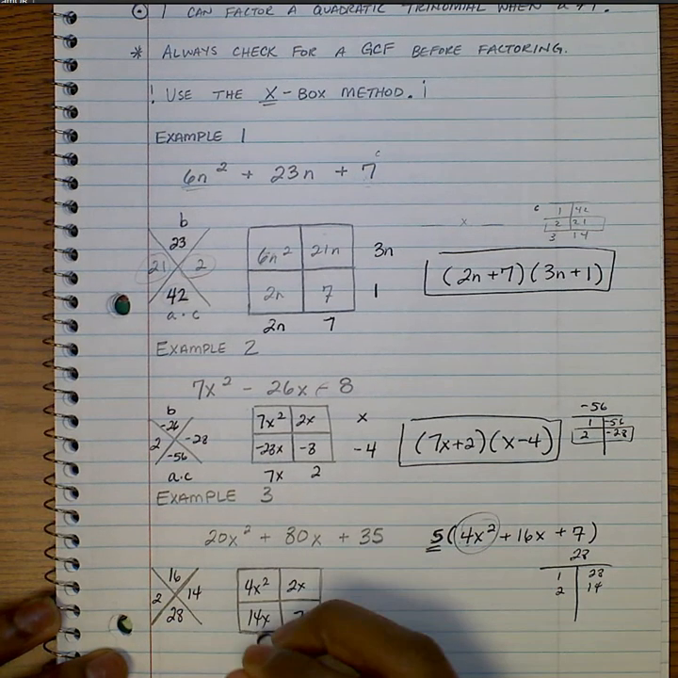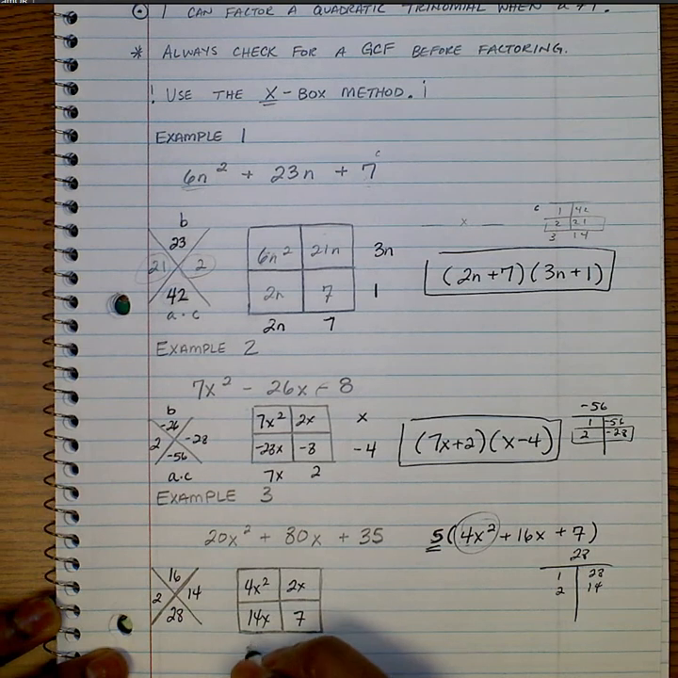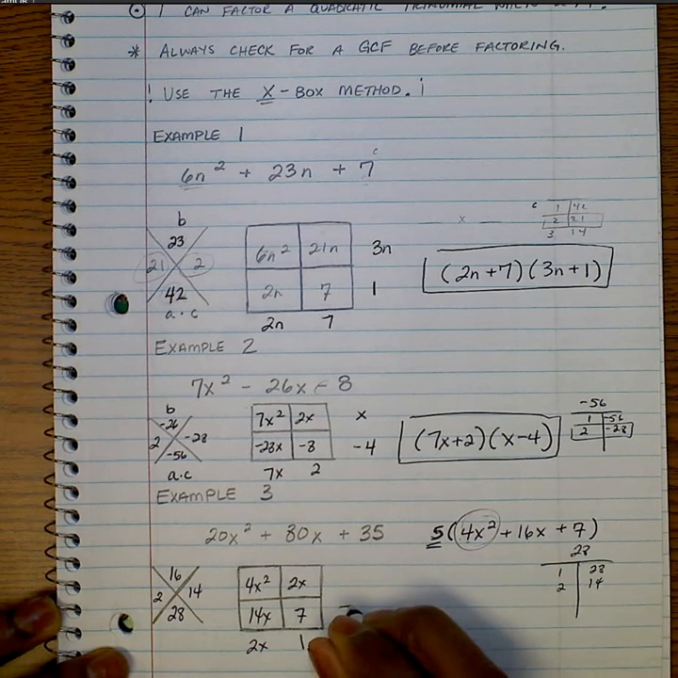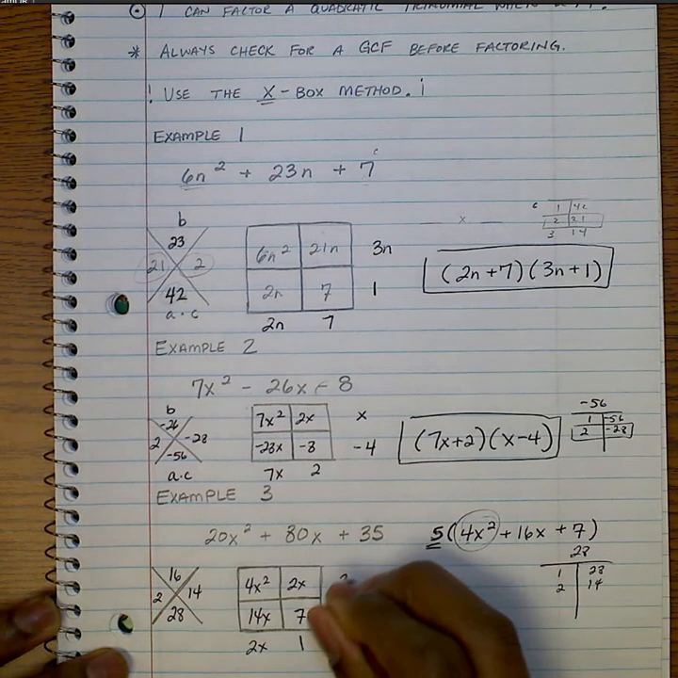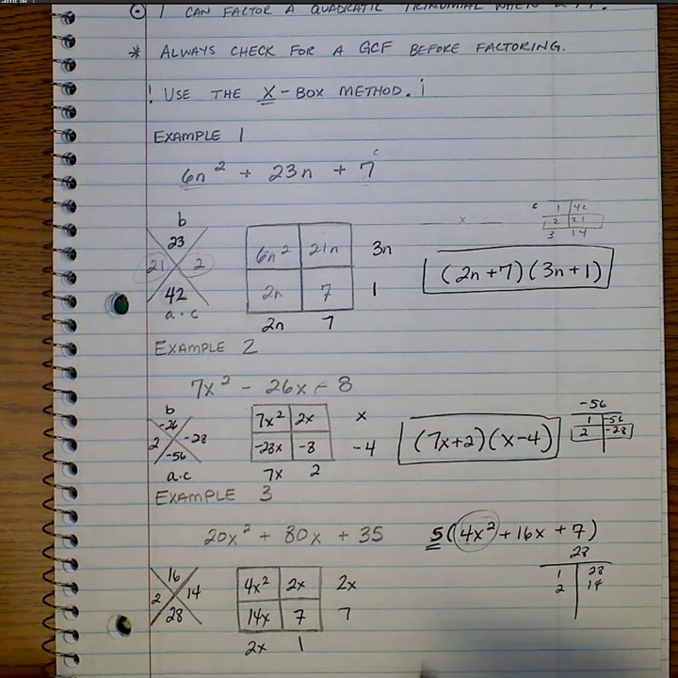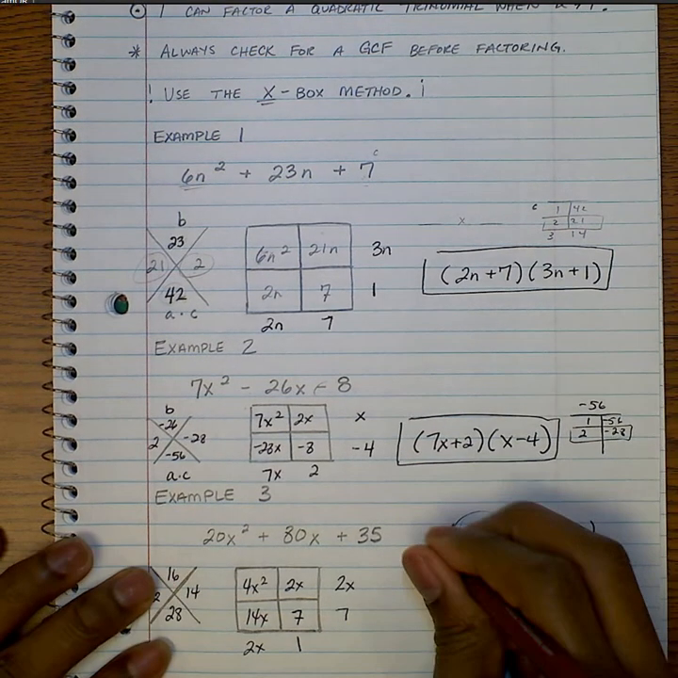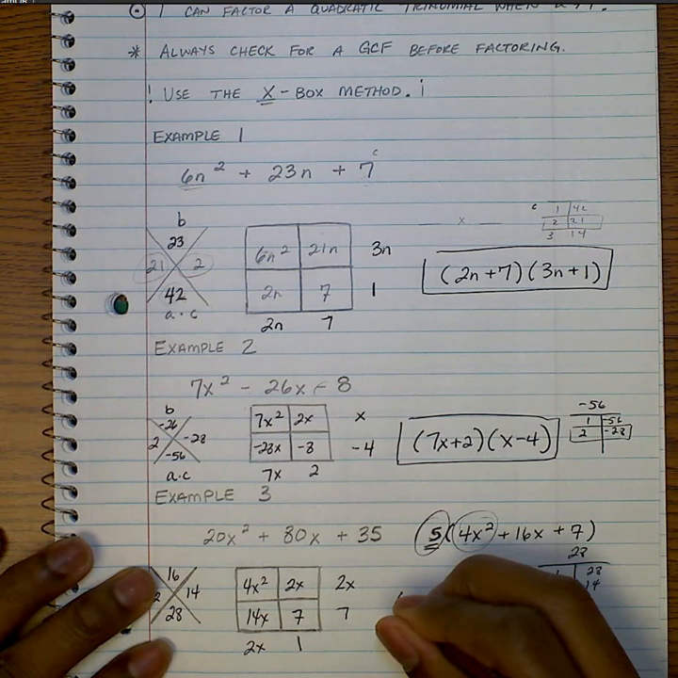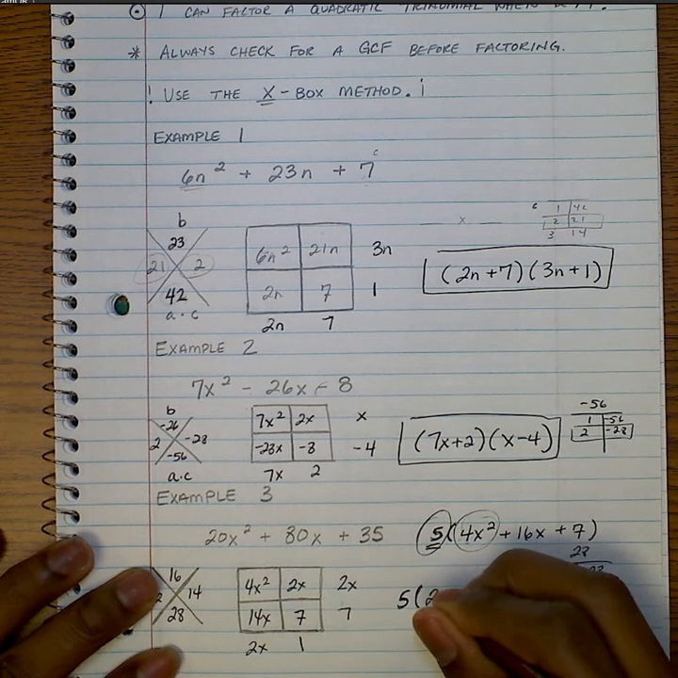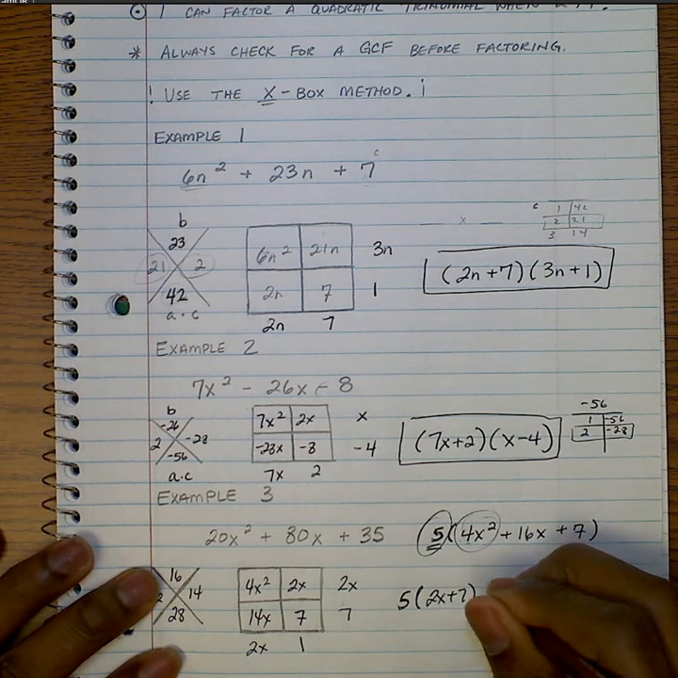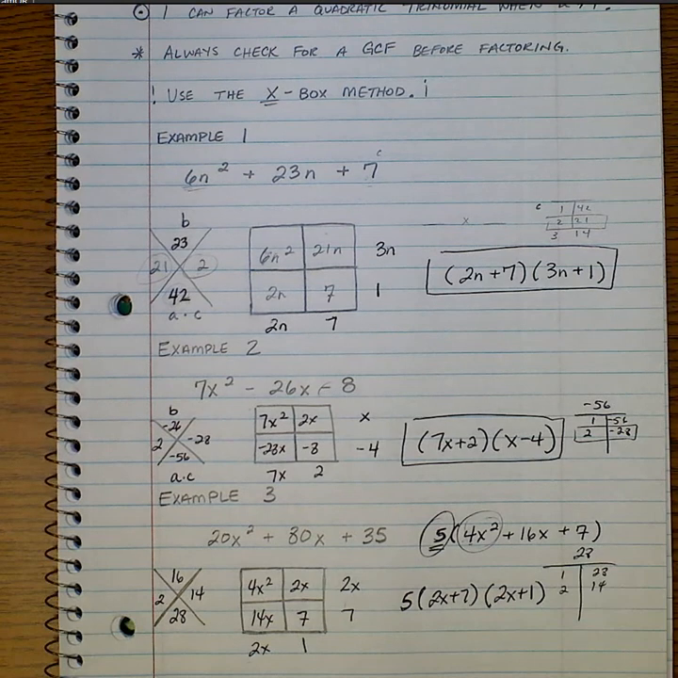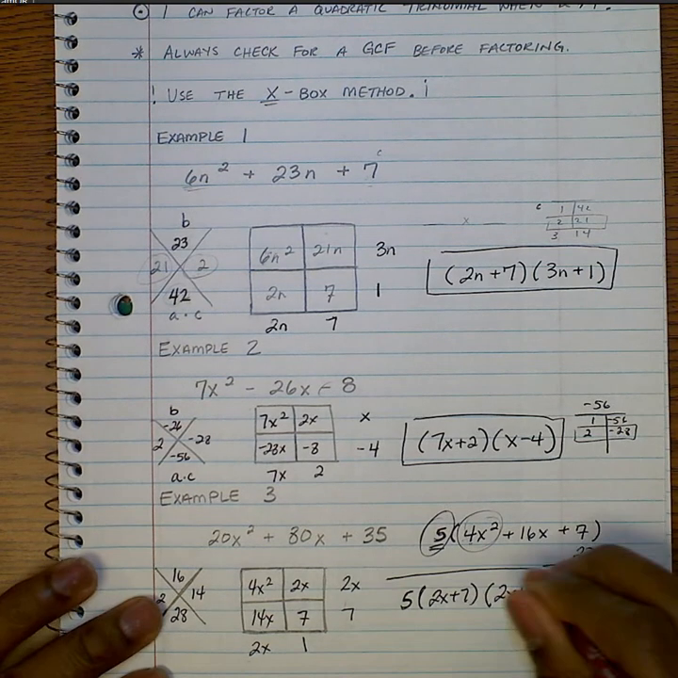My GCF here is 2x. My GCF here is 1. My GCF here is 7. My GCF here is 2x. Okay, all positive, so it should work out. Okay, good. And now I'm writing my final answer. I have that 5 that I factored out earlier. And then I have 2x plus 7 and 2x plus 1. Alright. And that is my final answer.